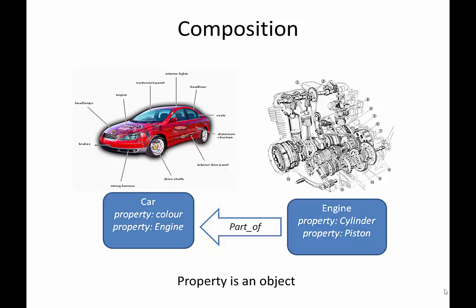So the composition relationship is that the property of an object is another object, basically. And in this case, each car can only have one engine. So it's a one-to-one relationship between engine class and the engine property in the car class in this case.